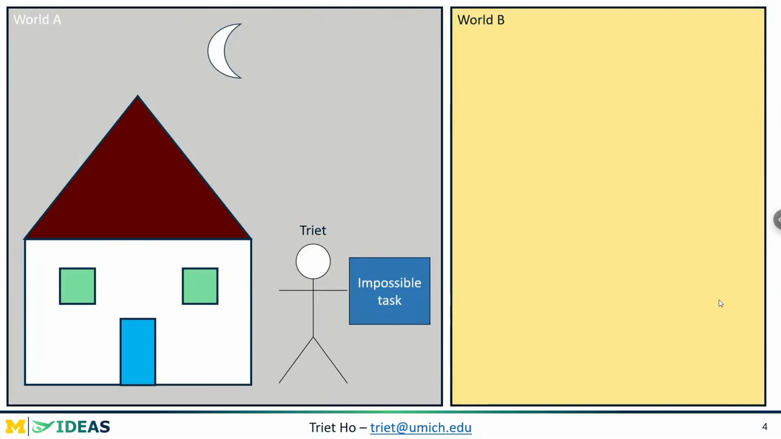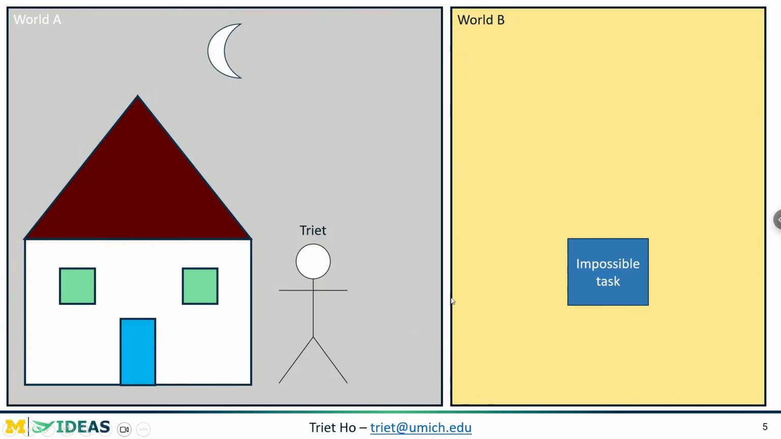So Triet goes home and cries, but then he has to solve it anyway at the end of the day. So think up a way. The task is impossible to solve in world A, but there might exist a world B right here where the task is possible to solve. So what we're going to do is send the task from world A to world B. Now the task becomes possible, and then we solve it.